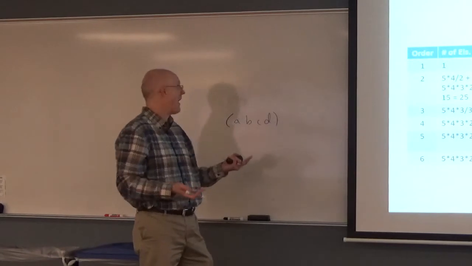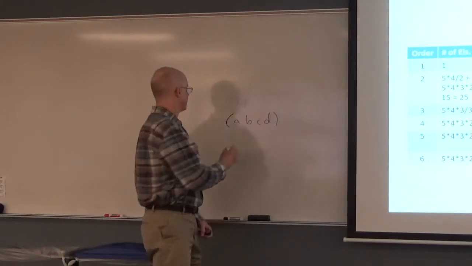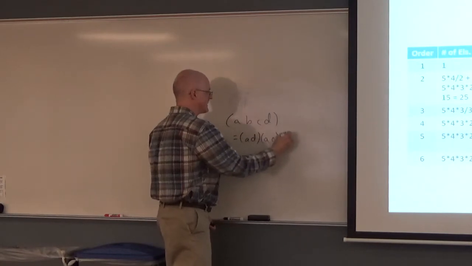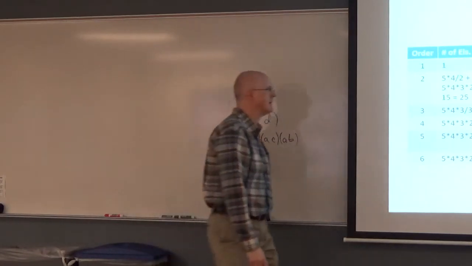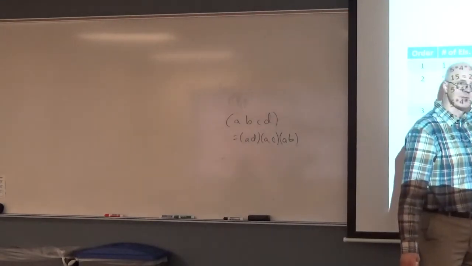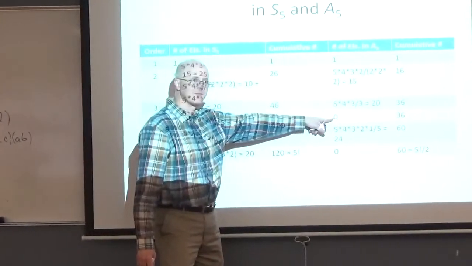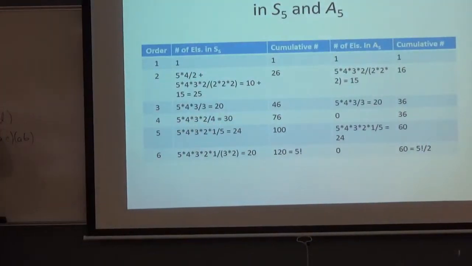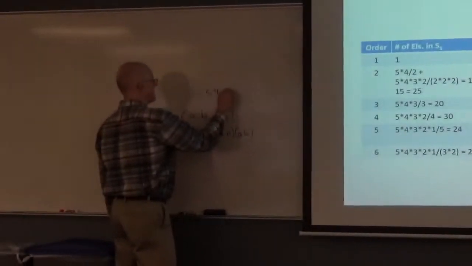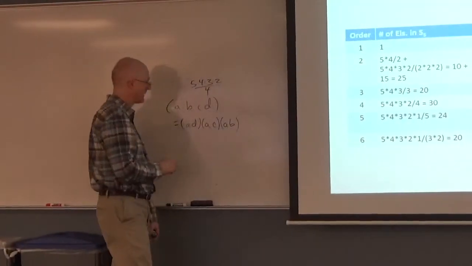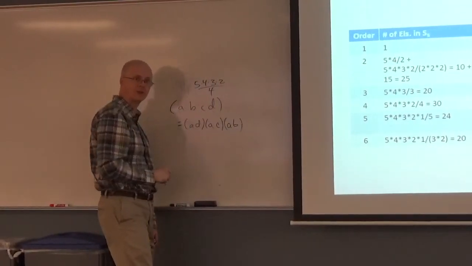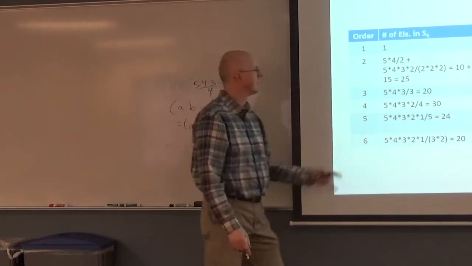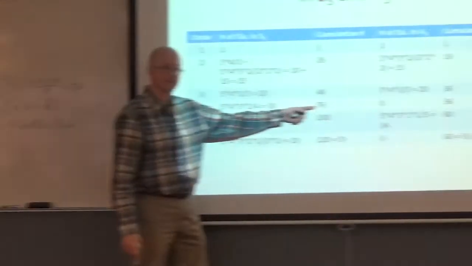4 cycles are odd permutations, actually. Again, by the trick, you can see that this is a product of 3 2 cycles. So you see a 0 there. They're not in A5, but they are in S5. And there's 5 times 4 times 3 times 2 divided by 4, because there's 4 different ways of writing that. And so that's going to be 30. Mention the 30 here, up to 76 elements total.